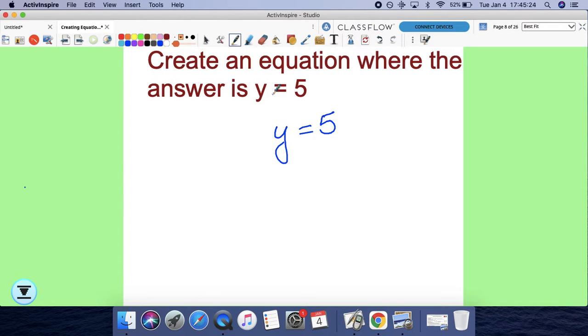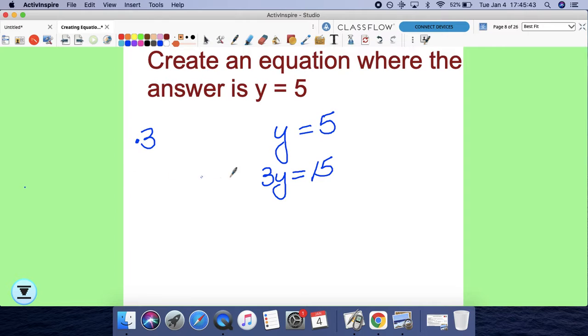So we have choices. We can divide both sides by a number. We can multiply both sides by a number. We can add and subtract. So I'm going to start with multiplication. I'm going to multiply both sides by 3. If I multiply both sides by 3, 3 times y equals 3y. And on the other side, 3 times 5 is 15.